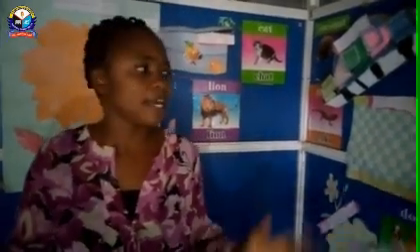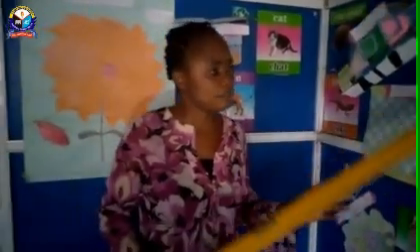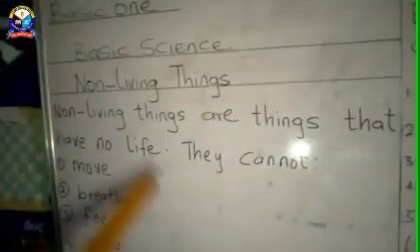Then our today's topic, as we have said, is non-living things, which is the opposite of living things. We said that living things are those things that have life. Here we have non-living things, which are things that have no life. Do you understand? Yes. Non-living things are things that have no life.